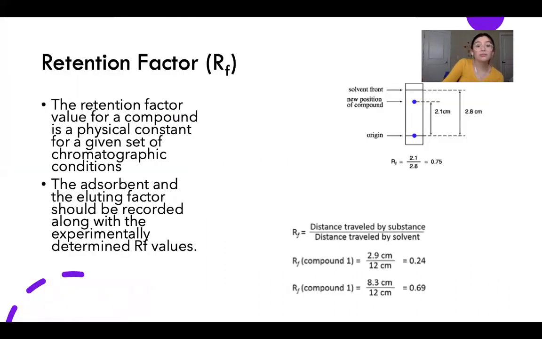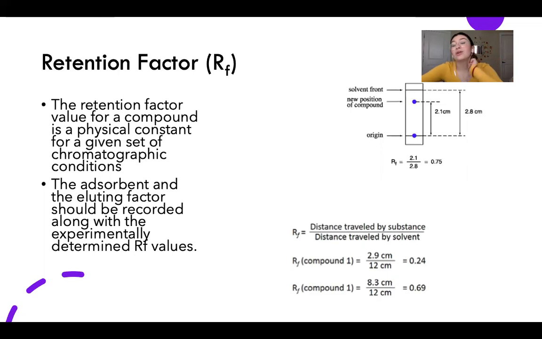Retention factor. This is something that you are going to be calculating for your post-lab calculations, so make sure your retention factor equation is in your pre-lab calculations. The retention factor value for a compound is a physical constant for a given set of chromatographic conditions. The adsorbent and the eluting solvent should be recorded along with the experimentally determined Rf values.